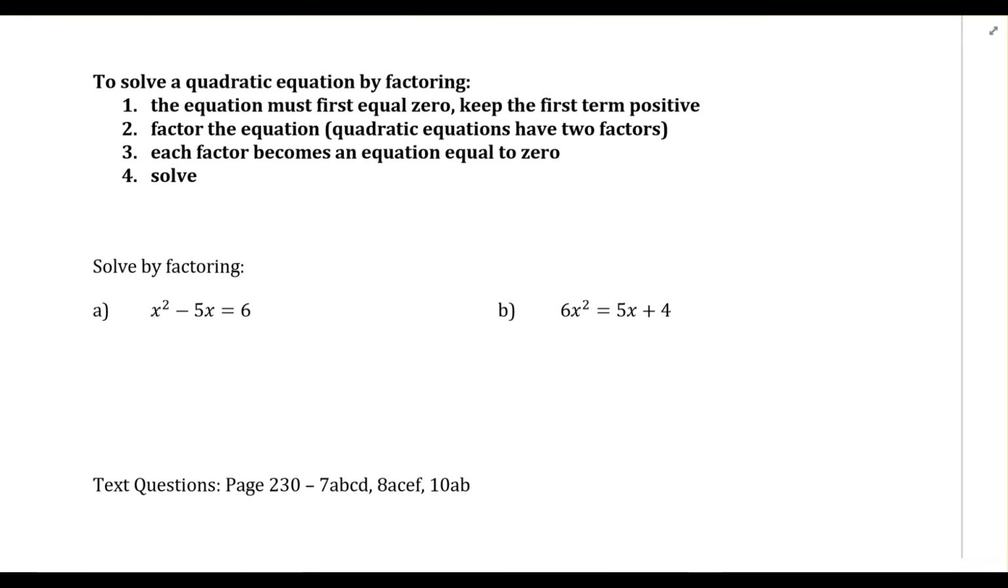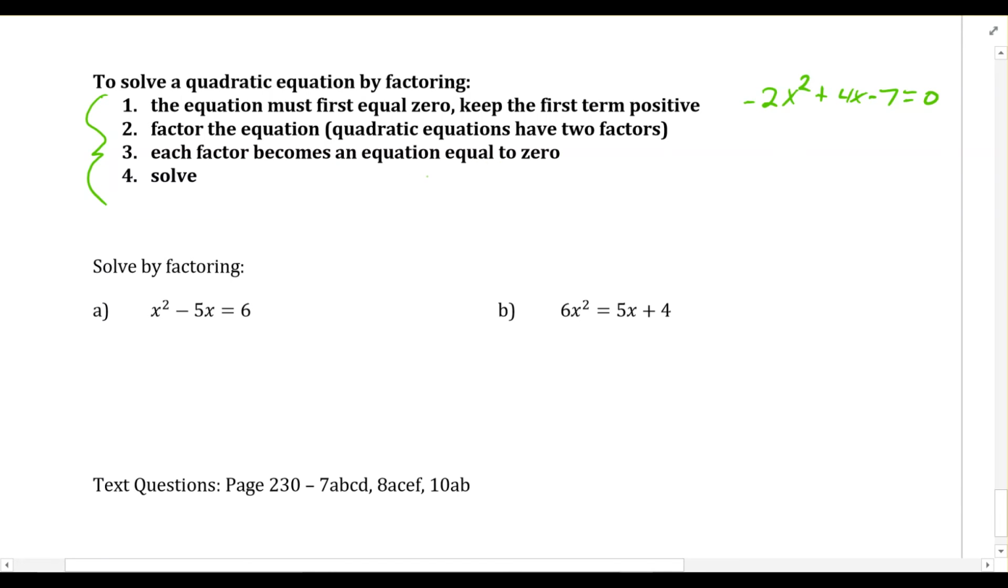All right, so here's where we're at. Solve by factoring. So here's the steps that you're going to use for pretty much all of these. The equation must first equal 0. Keep the first term positive. What I mean by that is just don't make it equal to negative 2x squared plus 4x minus 7 or something like that is equal to 0. Keep this positive. And the way you do that is just by factoring out a negative 1 out of that. So that's what that means. Factor the equation, just like what we've been doing. Solve, or each factor becomes an equation equal to 0, and then solve for it.